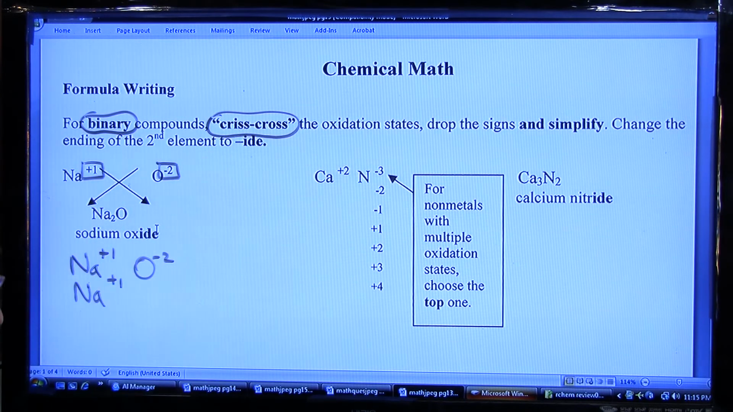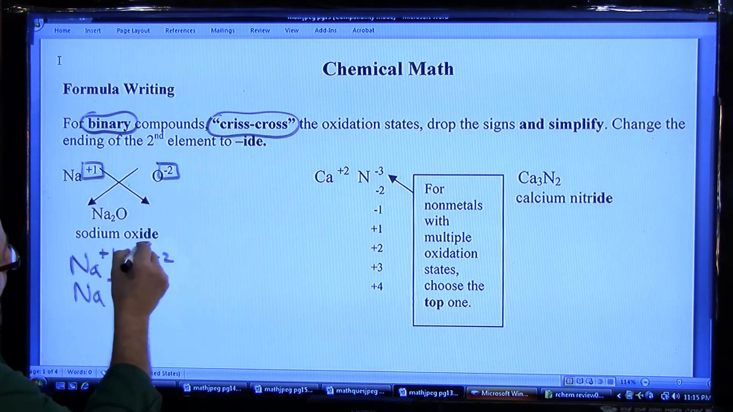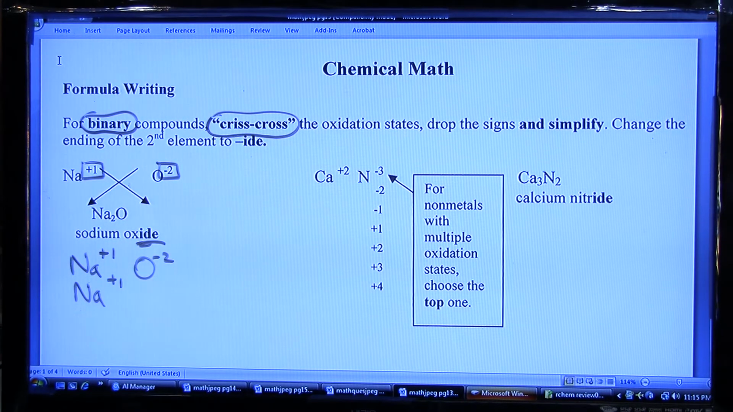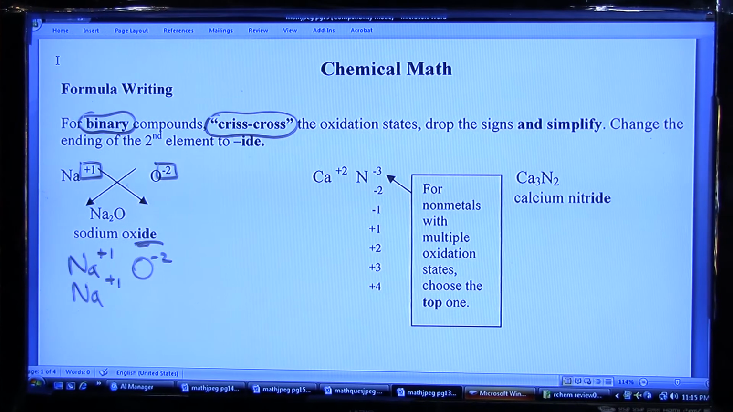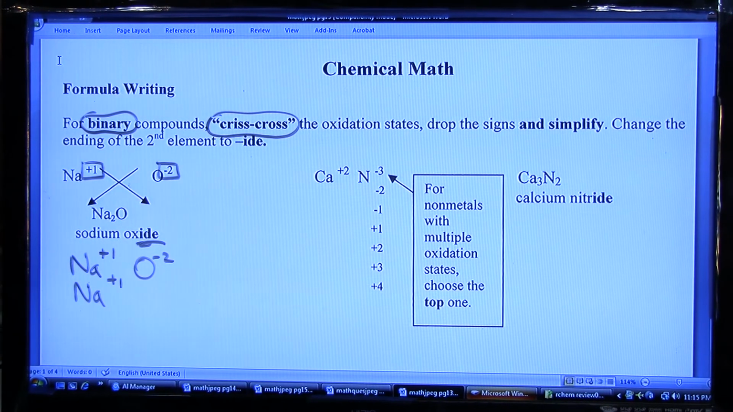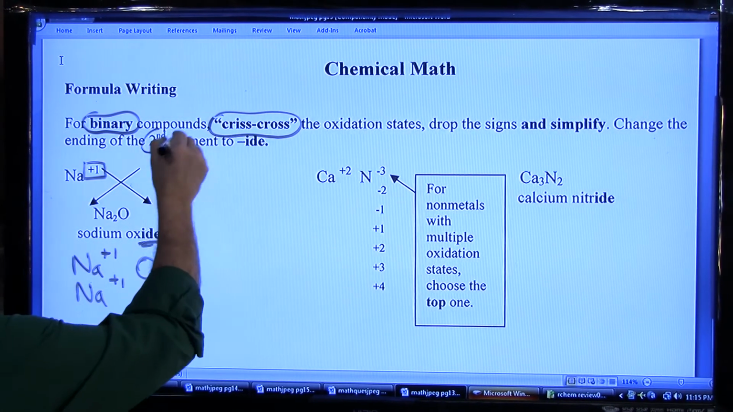Also notice that we drop the ending here of the oxygen, and we change it to IDE, which is a typical ending of binary compounds. All right, and that would be changing the ending of the second element to IDE.